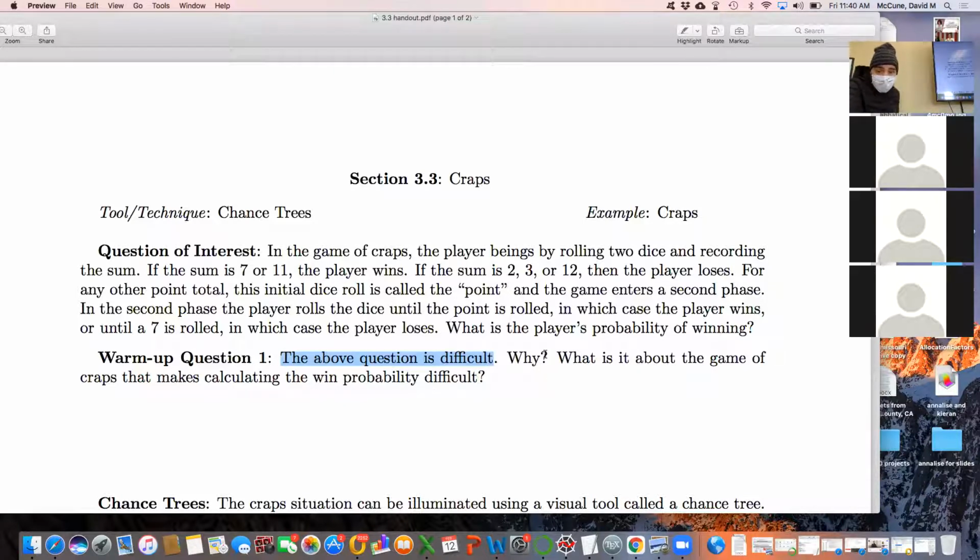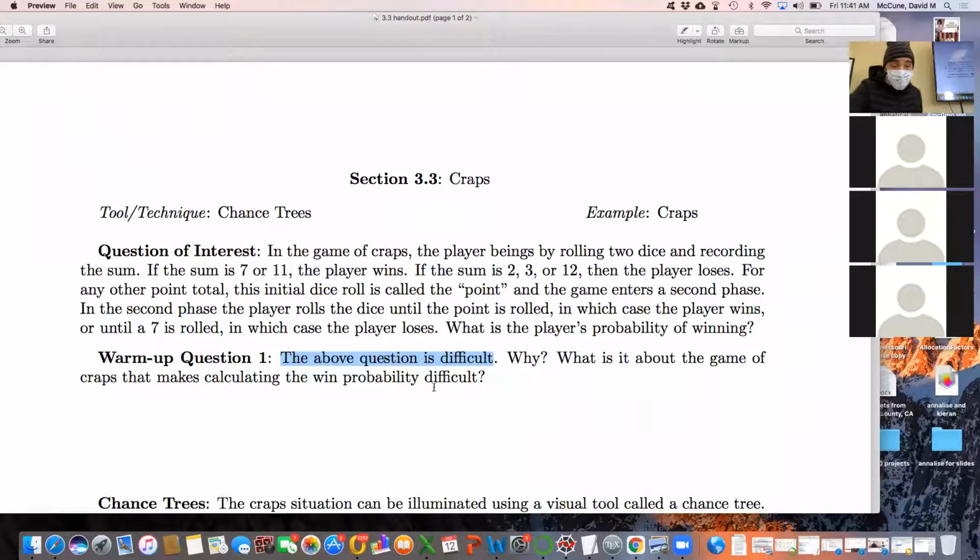Anything else about analyzing this? If I gave this to you right now as homework and said, what's the probability you win at craps today, what would be hard about that? Yeah, how are you going to deal with this re-rolling thing? That, again, could potentially go on forever. How do you deal with that? That seems hard.